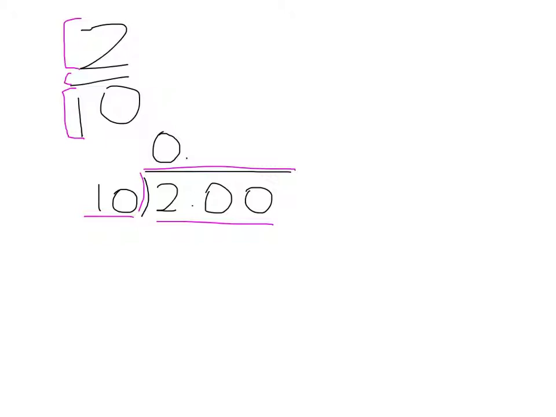I carry my 2. Does 10 therefore go into 20? My answer is yes. It goes twice with no remainder. So 2 on 10 as a decimal is 0.2. That's what we've been learning about today: converting fractions to decimals using division. Let's have another look, another example.